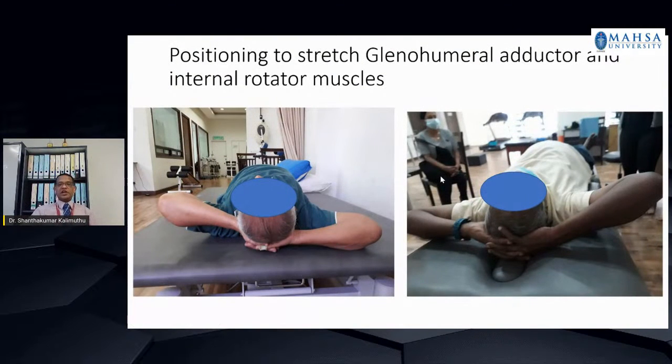Positioning to stretch glenohumeral adductors and internal rotators of the shoulder. Just instruct the patient to put the hand at the back of the head and then ask the patient to take the elbow down to the bed. This will stretch the pectoralis major, the adductor of the shoulder.